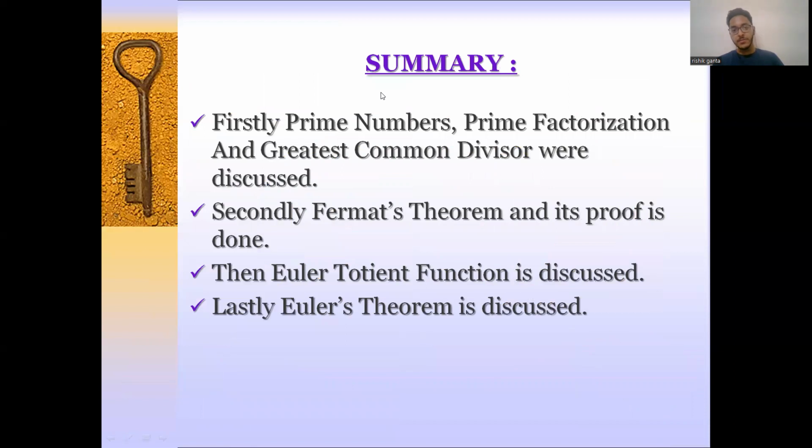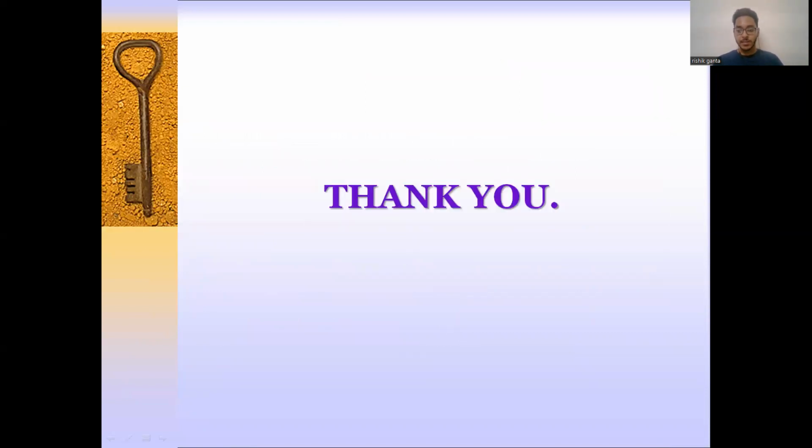So in summary, we can say that today I have covered firstly the prime numbers, prime factorization, and greatest common divisor. After that, Fermat's theorem and its proof is done. And after Fermat's theorem, the Euler totient function is discussed. Then lastly, Euler's theorem is discussed, and an example for both of these is given.